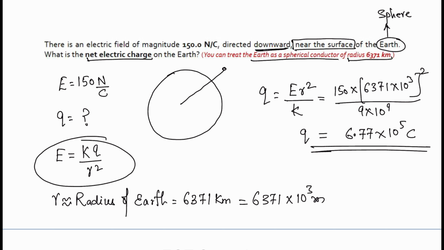Fine. And something very important you need to focus on: direction is downward. Direction is downward. So the result should be negative. Till here, guys? Clear? Okay, so till here our question number 9 is finished.